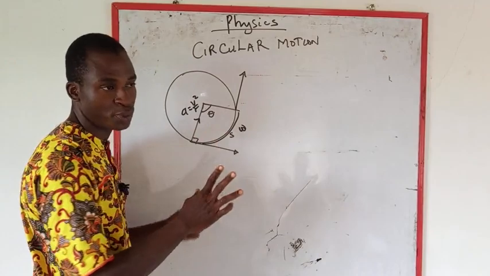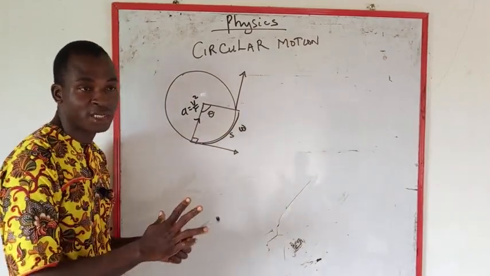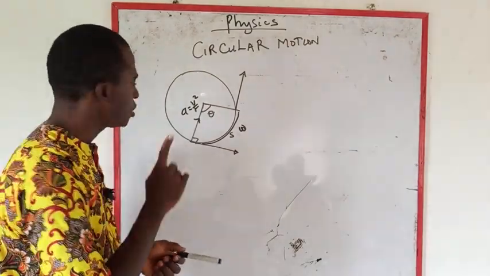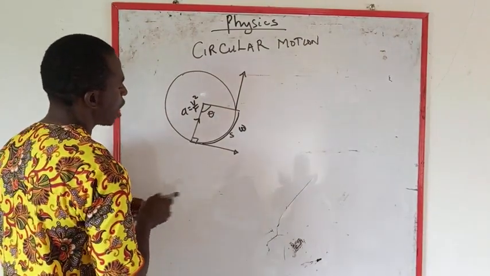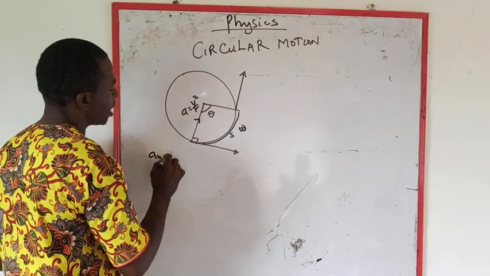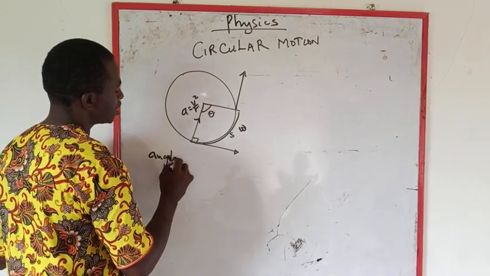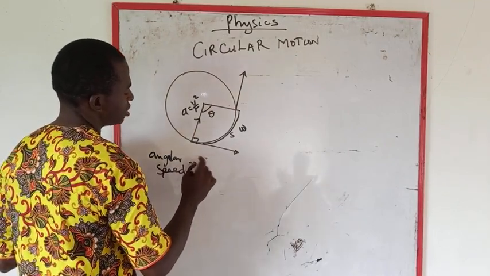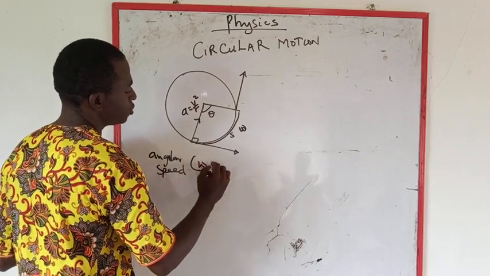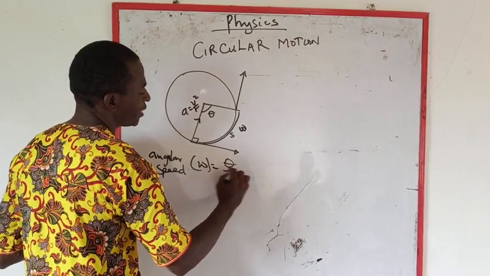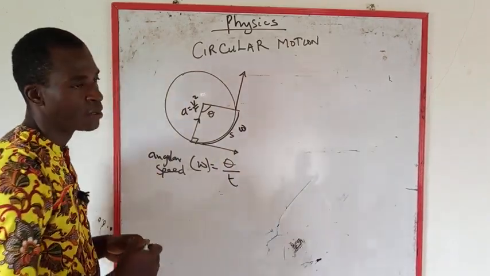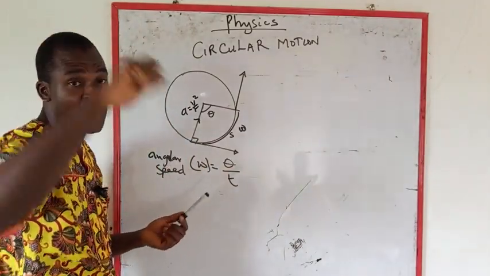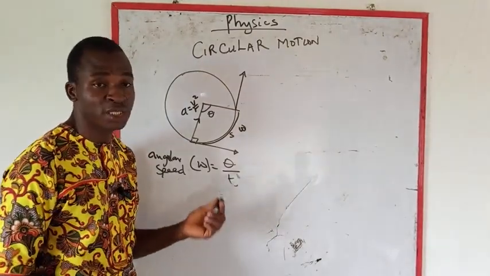We are going to show the relationship of these formulas. In fact, I'll bring out formulas that are very relevant in this circular motion. Now I'll start with the first one, which is angular velocity, or angular speed, represented with W. It is equal to angular distance over time. Just like in linear velocity or linear speed, we say distance over time.